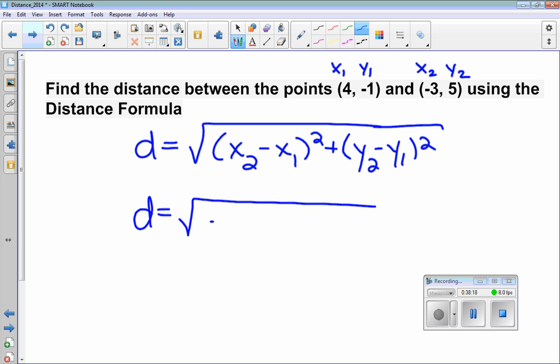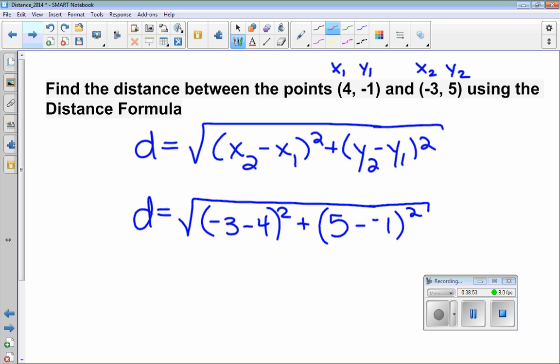x2 is -3. x1 is 4. y2 is 5. y1 is -1. Please also, something that's just the math teacher in me, please extend your square root all the way to the end, because it's all underneath that square root, okay? It's just, I'm particular. So being careful with our negatives.